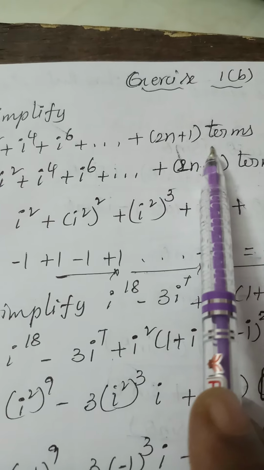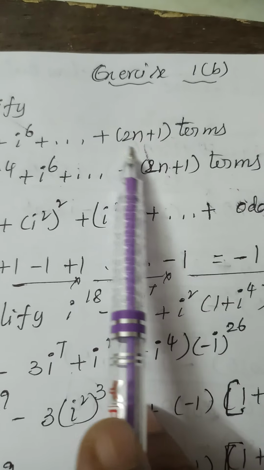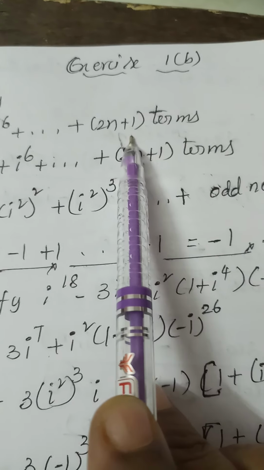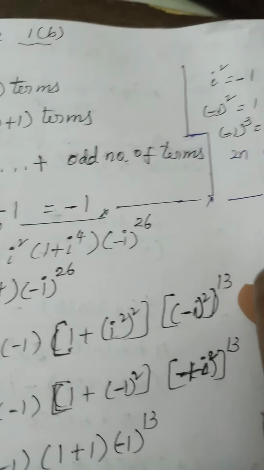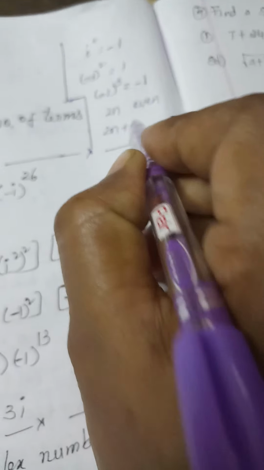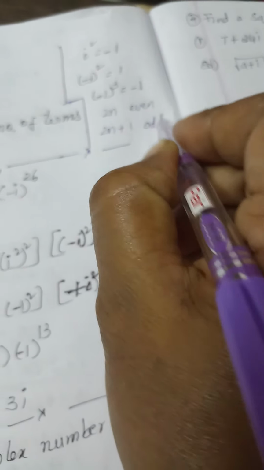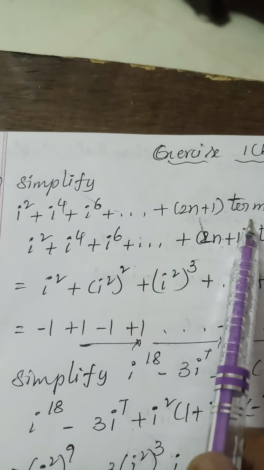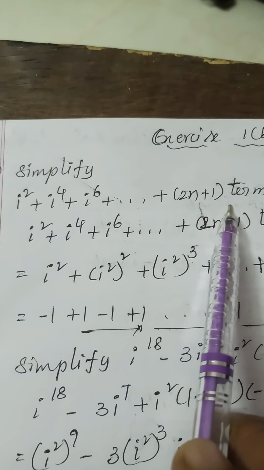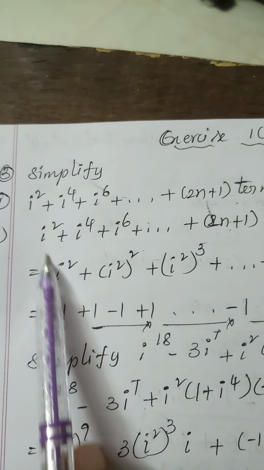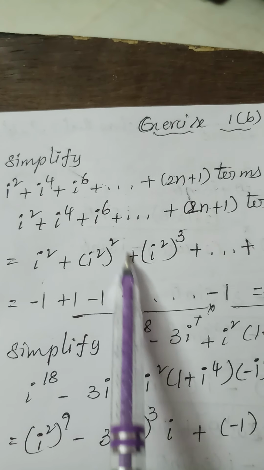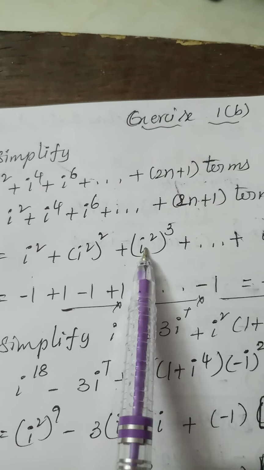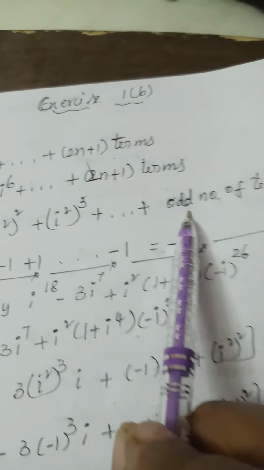How many terms are there? 2n plus 1 terms. If the terms are 2n, then the number of terms is an even number. 2n plus 1, even number plus 1, is an odd number of terms. So here the number of terms is odd. So i square plus i power 4 can be written as i square whole square, plus i power 6 can be written as i square whole cube. Like that, odd number of terms are there.